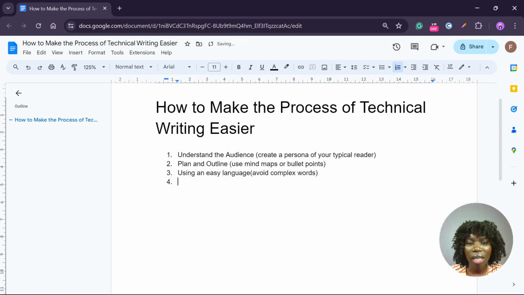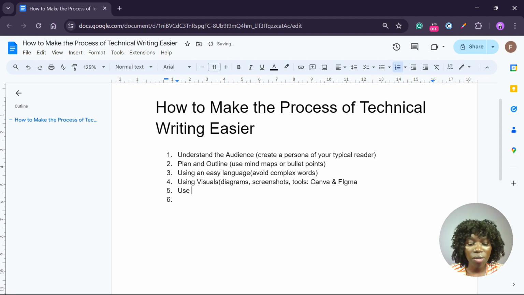And then the next is using visuals. I've also talked about using visuals. These are things like diagrams and screenshots, and there are some tools that you can use, Canva and Figma. There are also very many other tools that you can use for your diagrams and screenshots of your process of explaining your technical document.